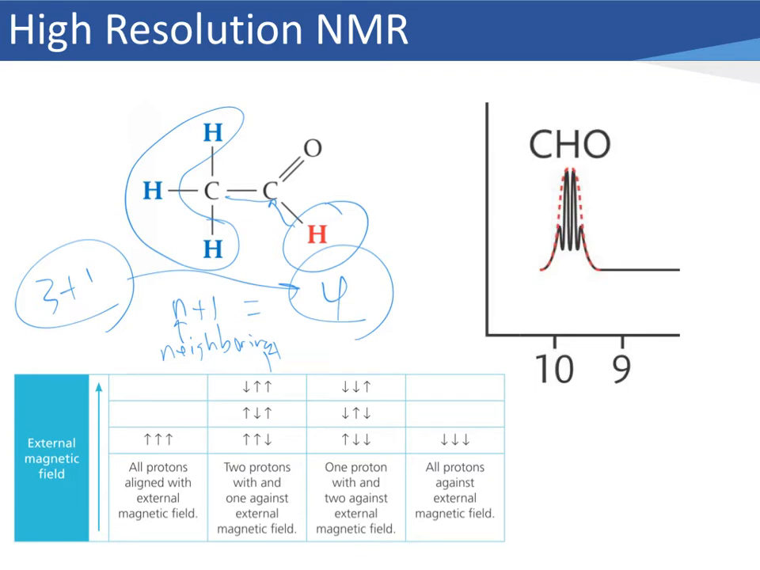Now, if that all sounded like yada yada yada, blah blah blah, okay, not a problem. You don't need to know this detail to understand how to use NMR. This detail right here, 3 neighboring hydrogens will give 4 peaks. That's the detail we need to know.